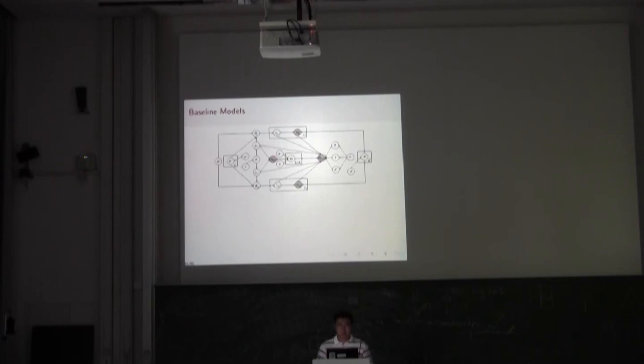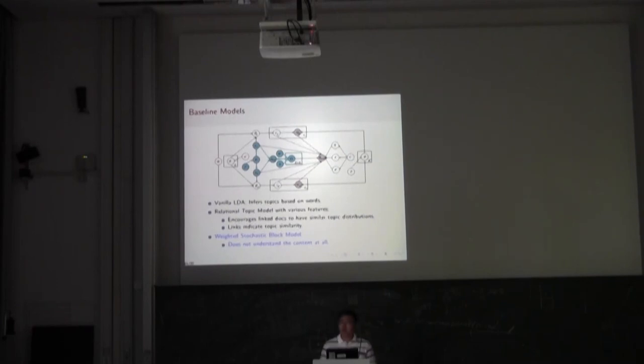To have a brief review of the model, I'm going to summarize the various components in this model. The first component is the vanilla LDA. It is able to infer topics based on words. The second part is the relational topic model with various features, based on the assumption that links indicate topic similarity. This model is able to encourage linked documents to have similar topic distributions. The last component is the weighted stochastic block model. This component does not understand counting at all, but it is able to find the blocks in the link structure and provides informative priors by inferring the document's topic distributions.